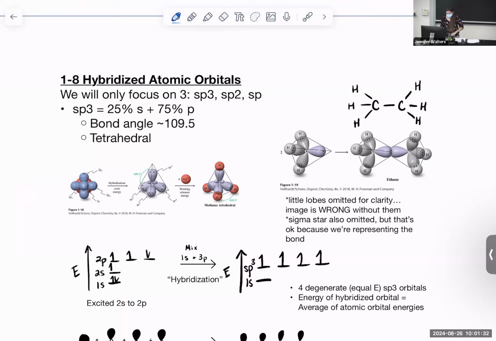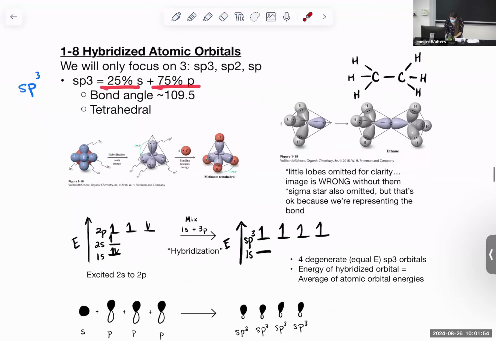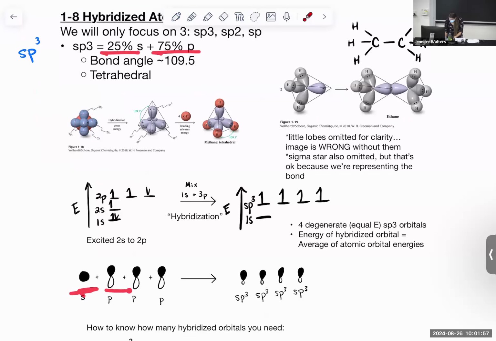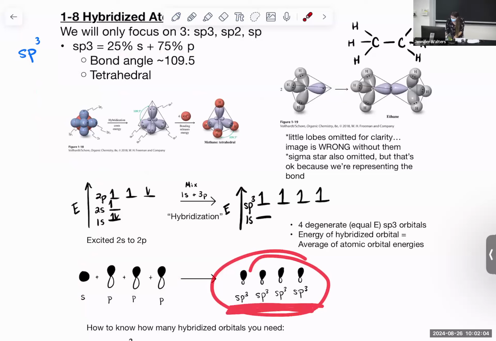There are only 3 that we're going to focus on. We're going to have sp3, sp2, and sp. The number should actually be a superscript, so it would actually be sp³. That number is telling you how many of those orbitals are getting mixed in. So an sp³ is 25% s, 75% p, because I am taking 1 s and 3 p's and mixing them all together and getting out 4 equivalent sp³ hybridized orbitals.